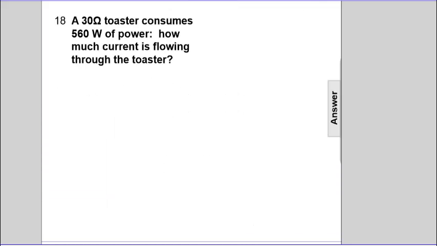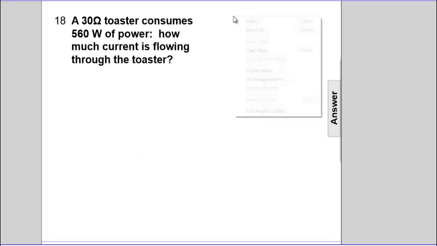Keep the ball rolling here. A toaster consumes 560 watts of power. How much current is flowing through the toaster? So again, a toaster has filaments within it that offer resistance. When you run electricity through them, they convert energy to heat and a little bit of light, primarily heat, and we toast our toast.